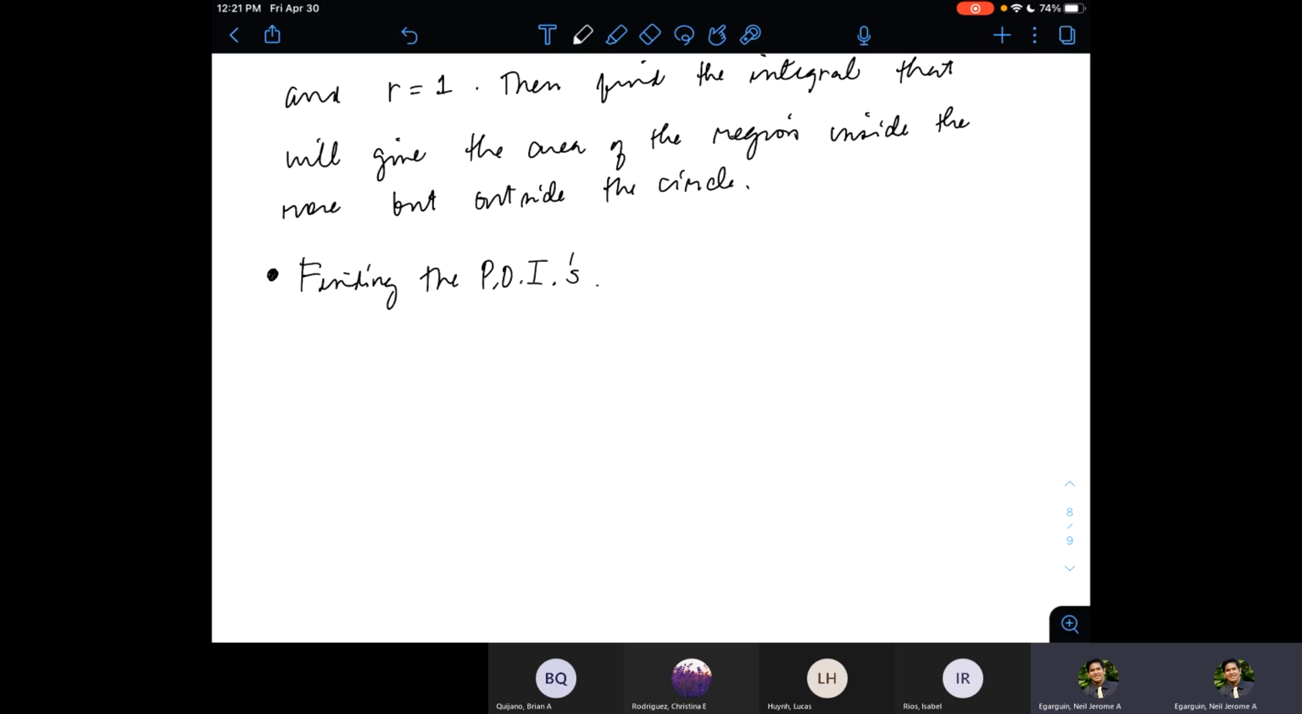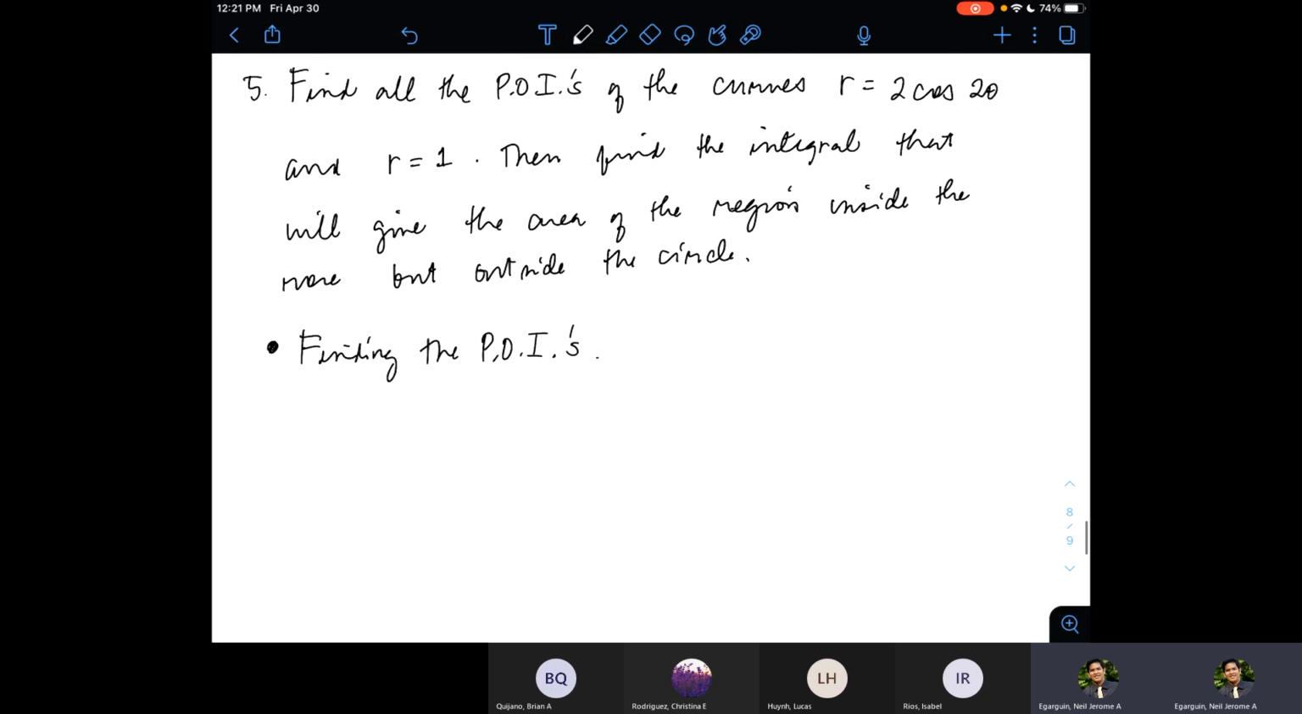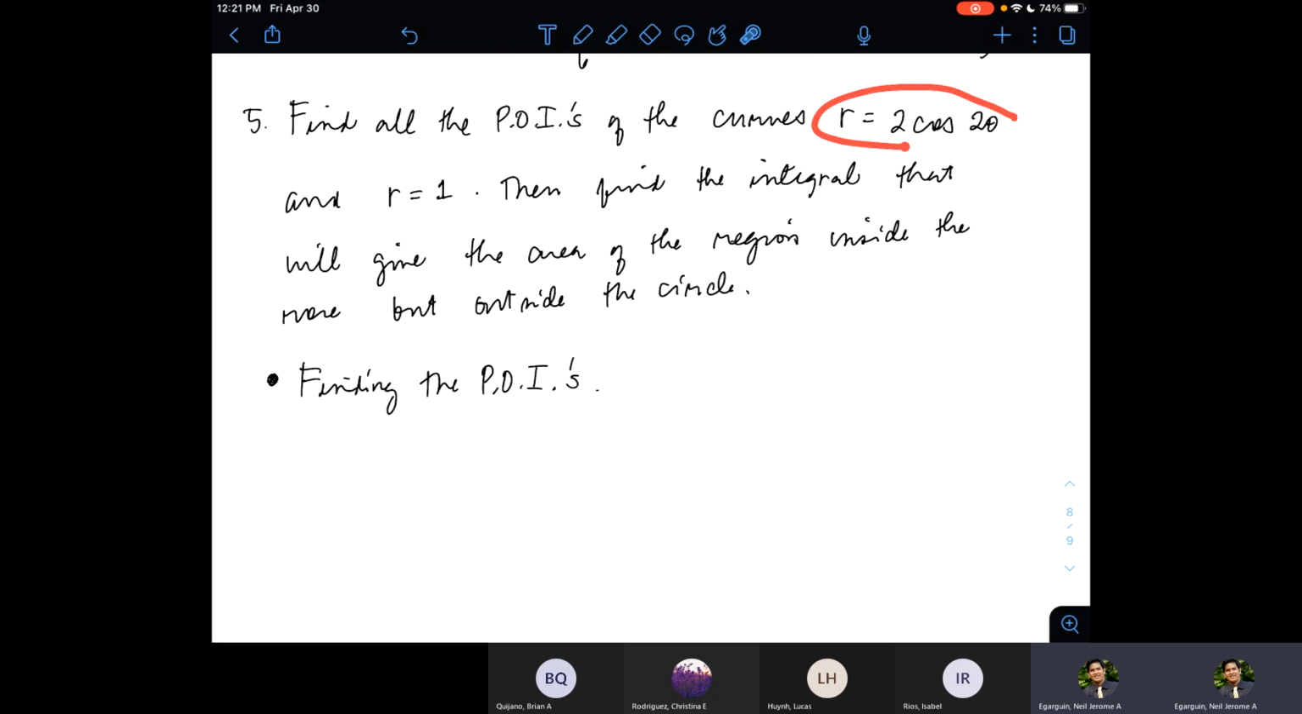Now for roses, the POIs are obtained by equating the right-hand side of the equation of the rose to plus or minus the value of r, so that we won't miss any of the POIs. Probably, hold on. How will you spot to do that?